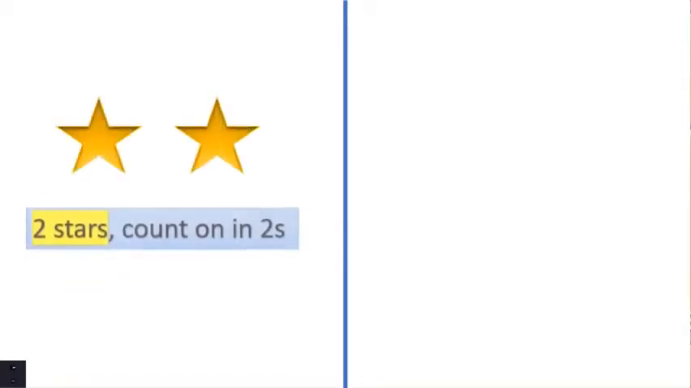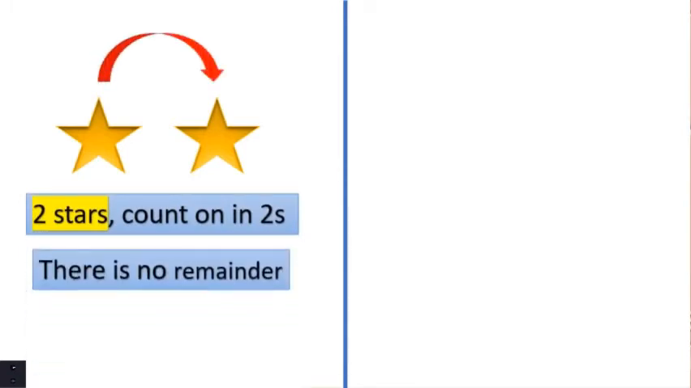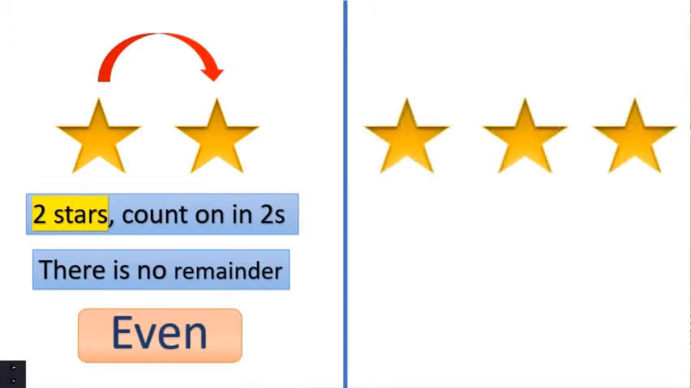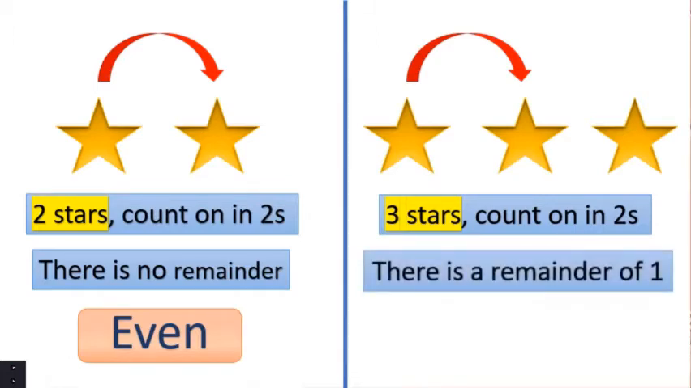For example, we have here 2 stars, and you count on in twos, there is no remainder. That is called an even number. So 2 is an even number. Next, we have 3 stars. If you count on in twos, there is a remainder of 1. 2, 1. That's 3. So there is a remainder of 1, meaning 3 is an odd number.